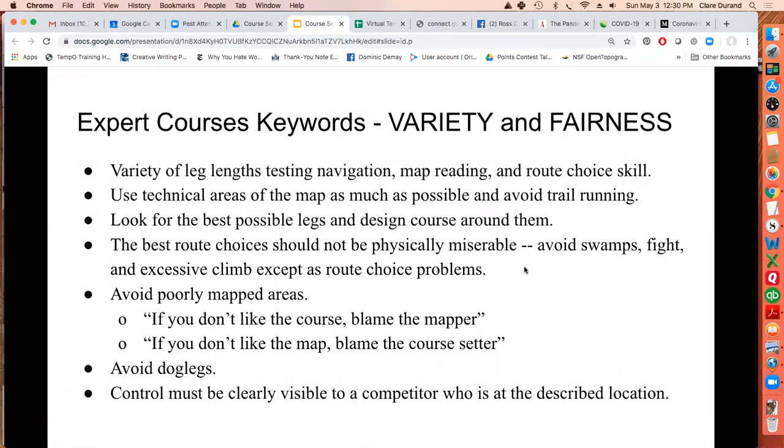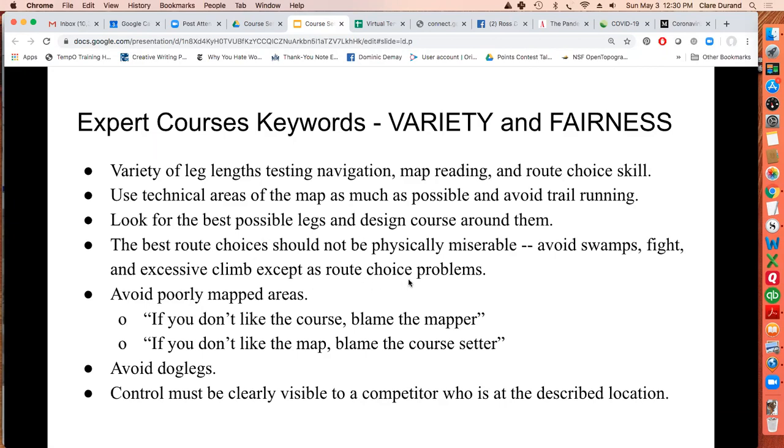Best route choices should not be miserable. Every now and then I meet a course setter who thinks that orienteering is about making people climb hills and fight through swamps. Most orienteers really don't want to do that. So don't make it something where the best way to get to the control is to have to do something annoying, if possible.